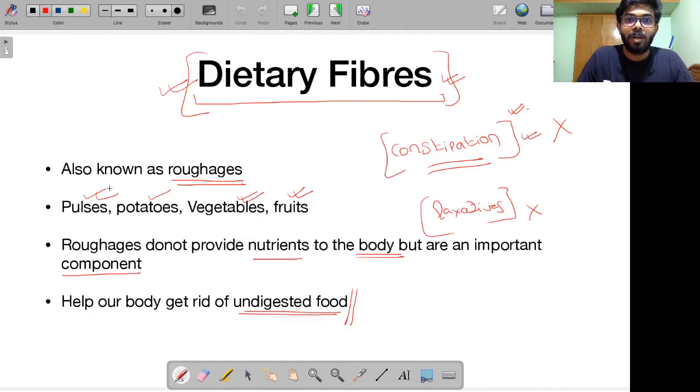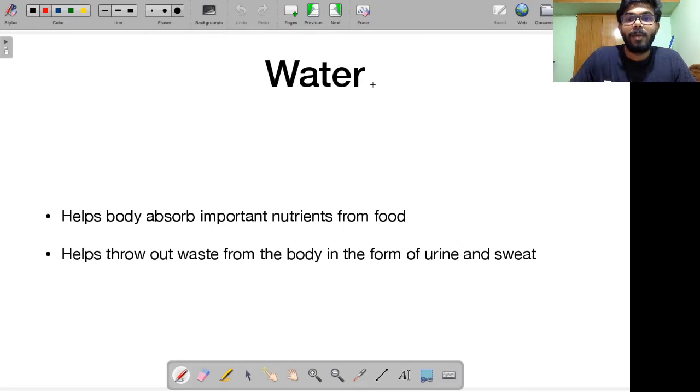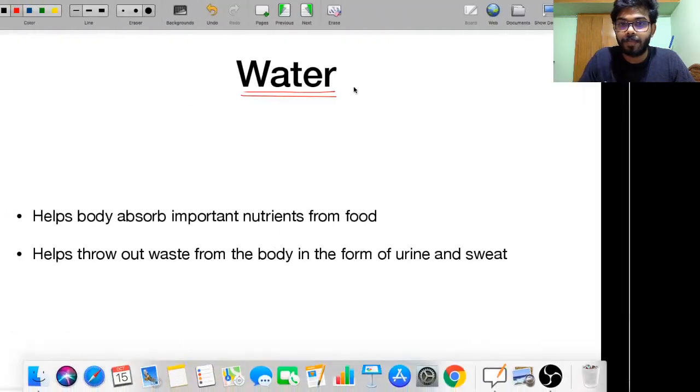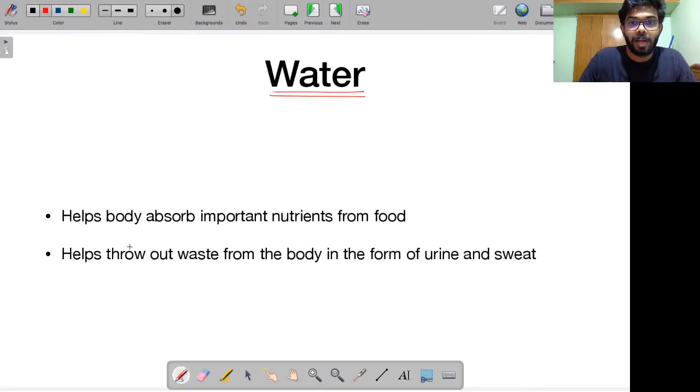Right? Okay. Along the same lines, remember, if you go to a doctor for any problem, they have this habit of telling you to consume a lot of water, right? Why are they focusing on that? Remember, water helps in absorbing important nutrients from the food.